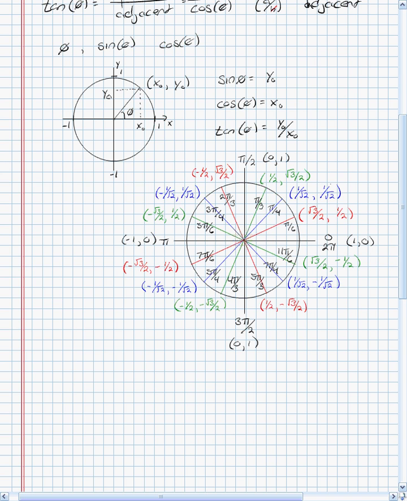So we have pi over 6, pi over 4, pi over 3, and so on as we go around the circle. Now these values here are the coordinate values for each one of these angles. So x0 for pi over 6 is square root of 3 over 2, and y0 is 1/2.